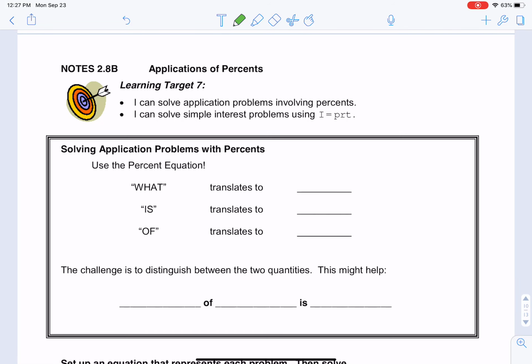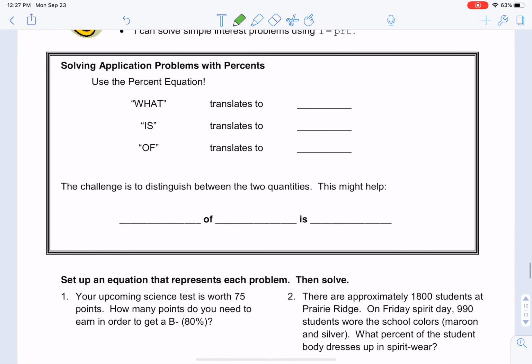In 2.8a, our last section, we were talking about percent problems, but they were kind of gibberish. They were questions like, what is 20% of 5? Who's ever going to walk up to you and ask you that question? That's not real life. So now we're going to talk about what we do with real life percent problems.